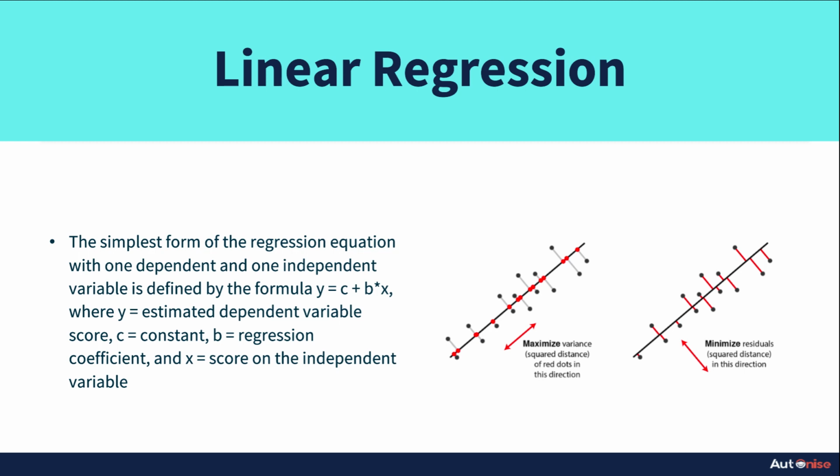The simplest form of regression equation with one dependent or one independent variable is defined by the formula y equals c plus b into x, which is the equation of a line, where y is the estimated dependent value score, c is the constant, and b is the regression coefficient, and x the score on the independent variable.